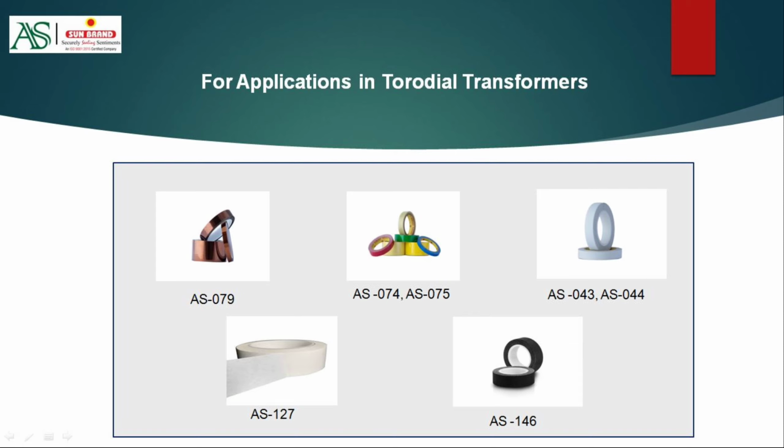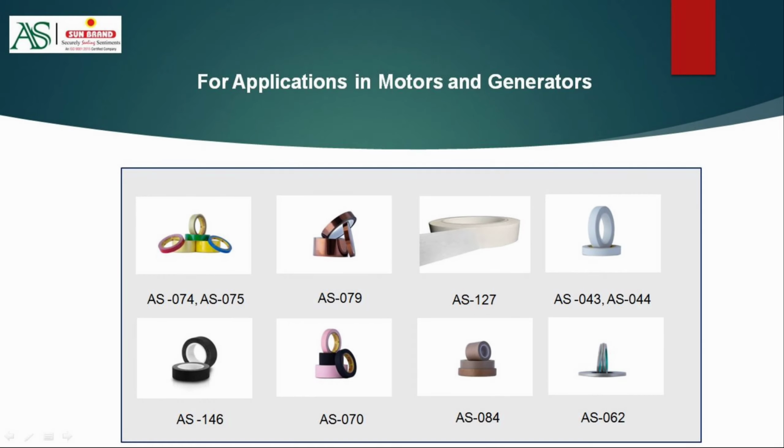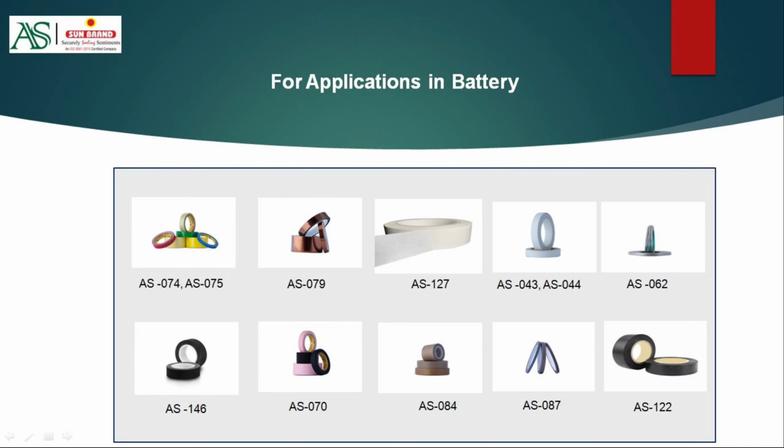Toroidal transformers require a product that is thin and conformable and encapsulate compatible. Typically, class B and class H is used. Motors and generators require tapes with resin compatible class B and class H. For battery insulation, we need a conformable high temperature resistant tape, typically class F and class H.